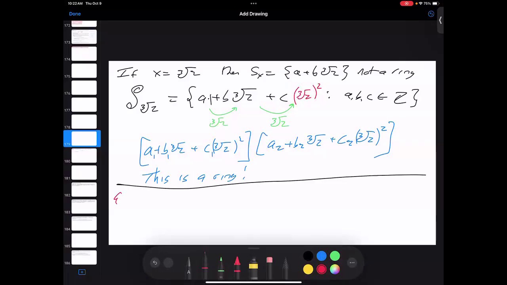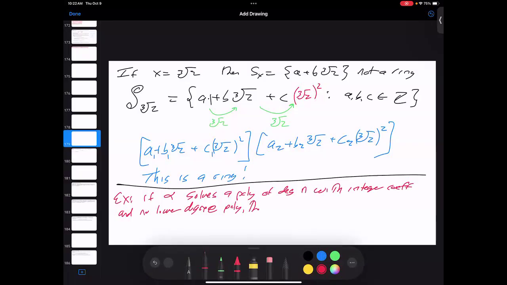So more generally, exercise. If alpha solves a polynomial of degree n with integer coefficients and no lower degree polynomial, then R alpha equals a1 plus a2 alpha plus a3 alpha squared plus dot dot dot plus a n minus 1 alpha to the n minus 1, each a k in Z, is a ring.